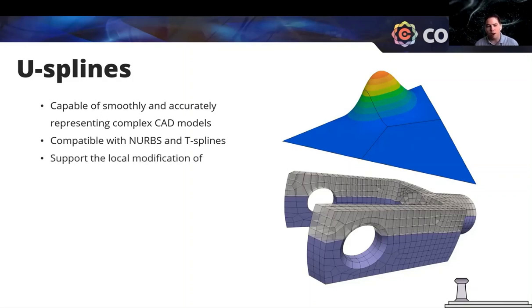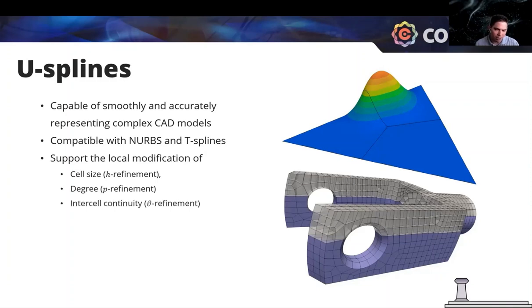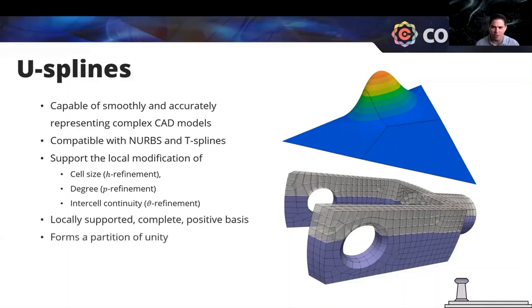They also support local modification of cell size or element size, which is called H refinement, degree or P refinement, and then also intercell continuity, which we call theta refinement. And this includes things like T junctions. In practice, we need to be able to have C0 at sharp edges and at other areas, and then we need to be able to have increased smoothness at other regions. They also are a locally supported complete positive basis. They form a partition of unity, and they're locally linearly independent.